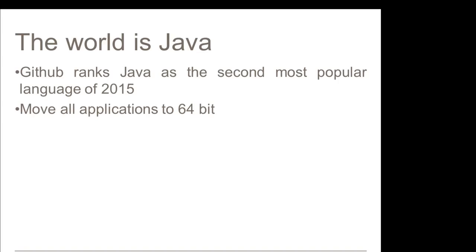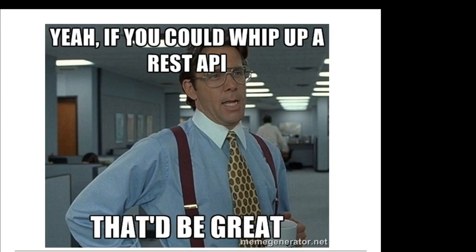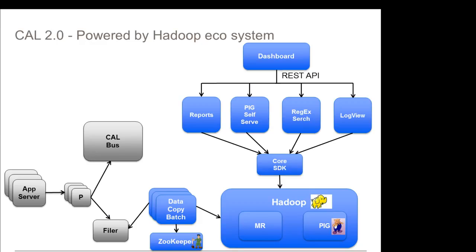And today, as you know, the world is Java. GitHub today runs Java, which is the second most popular language out in the market, and we changed everything to 64-bit. And we do MapReduce there. So we ran Redis on MapReduce, we ran report generation on MapReduce, and we also exposed custom log processing through Pig scripts to our customers, so that they can generate custom reports of their liking. And when you're done, just throw everything out in the form of REST APIs, so customers do not have to scrape HTML. So this is the current application.